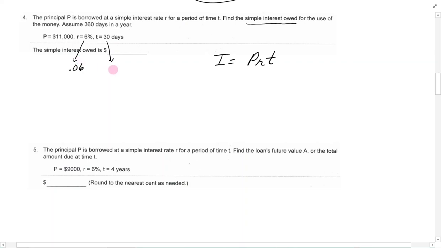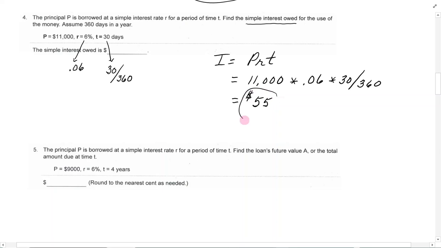Well, that's not in years. So it is 30 divided by the number of days in a year. Financial says use 360. You are welcome to reduce that fraction if you want to, but you don't have to. So that's going to be 11,000 times 0.06 times 30 divided by 360. If I put that in my calculator, I will get $55. And that is the interest.